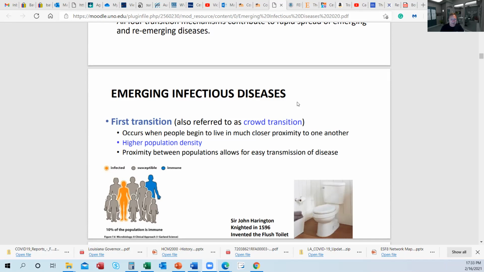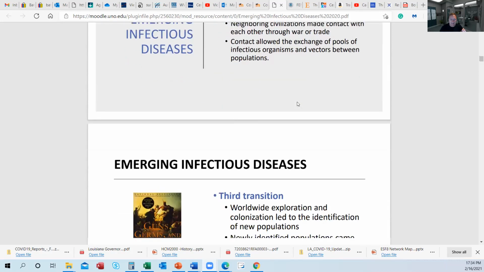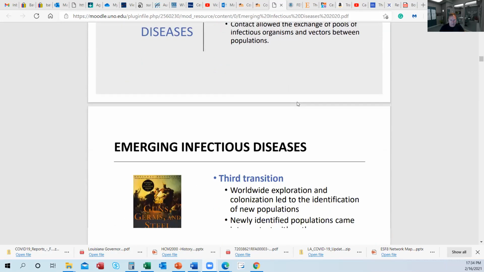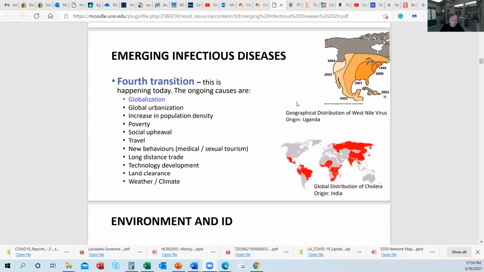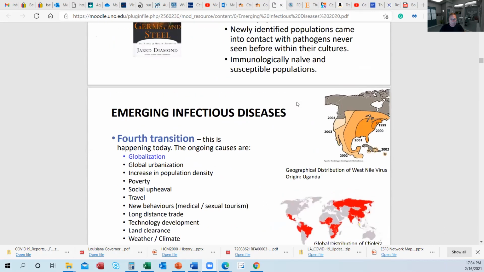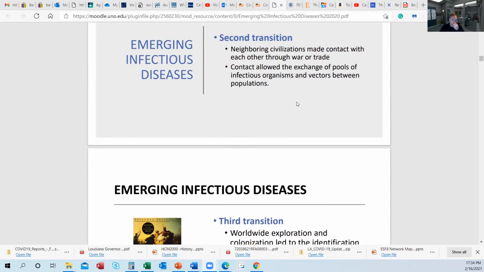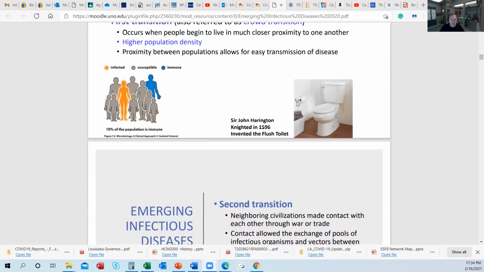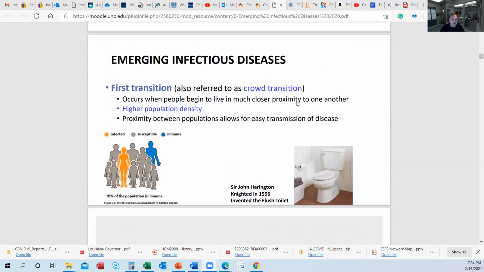I've broken it down into first transition, second transition, third, and then fourth transition. And what I'm talking about there is how does it move? How does it expose other people? What are things that we do to put ourselves at risk, and what are things that we do to keep ourselves safe? First of all, just inventing an indoor toilet, the types of things that we do.